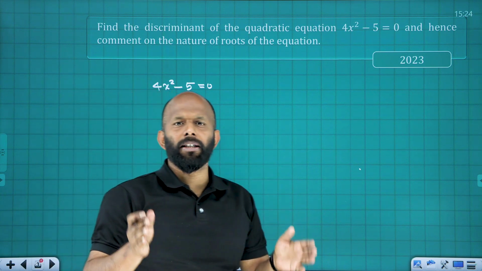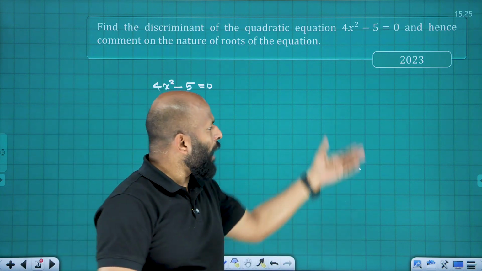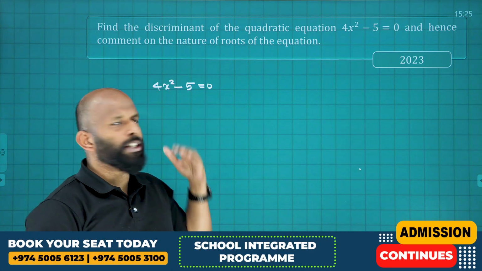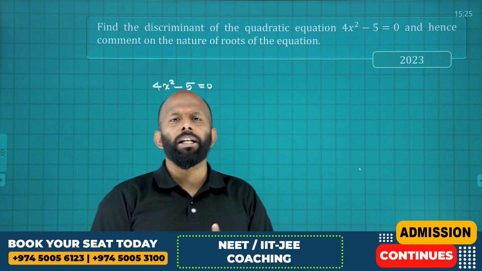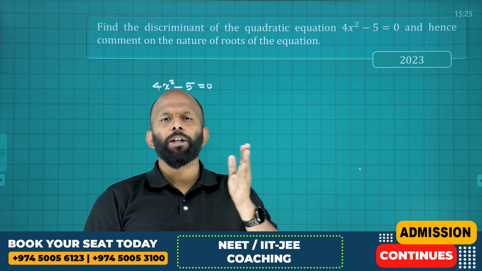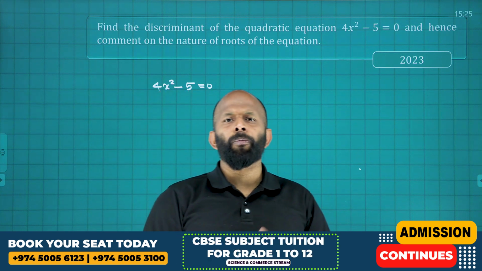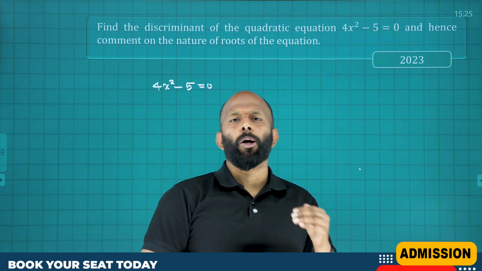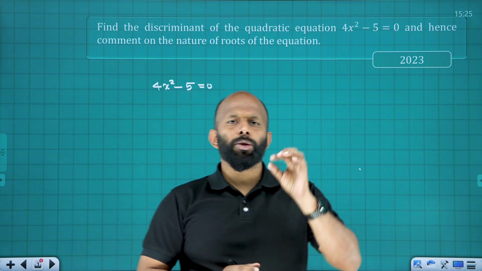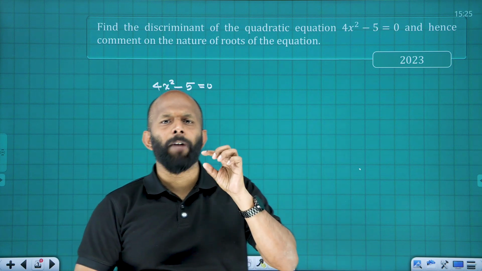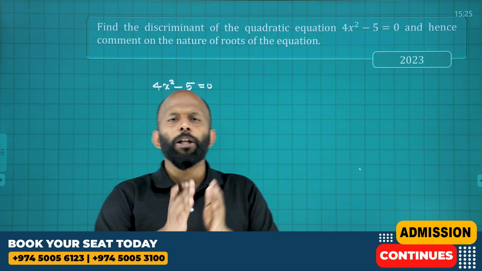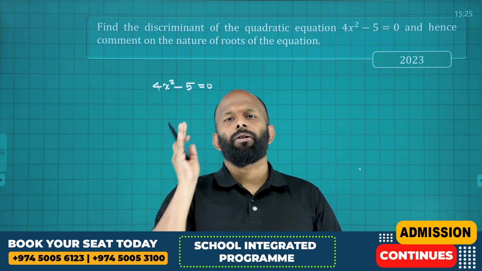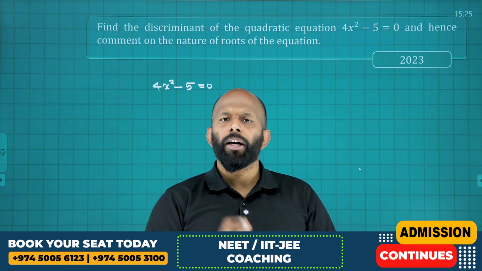When we discussed the multiple choice questions, we discussed the detailed cases. When b square minus 4ac is less than 0, there are no real roots. When b square minus 4ac is equal to 0, there are two equal real roots. When b square minus 4ac is greater than 0, there are two distinct real roots. The second and third can be combined into one more condition: when b square minus 4ac is greater than or equal to 0, the roots are real. It can be equal also, or distinct also.